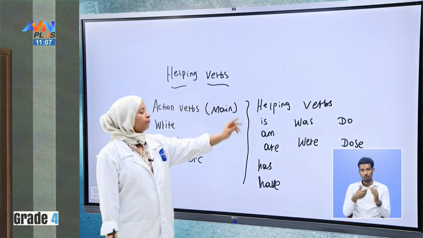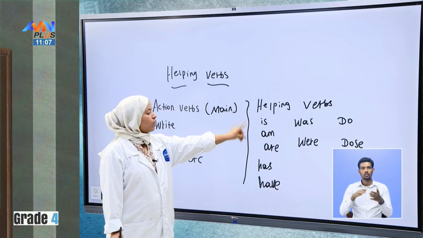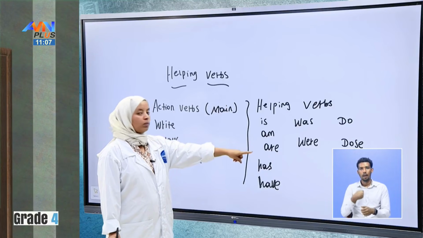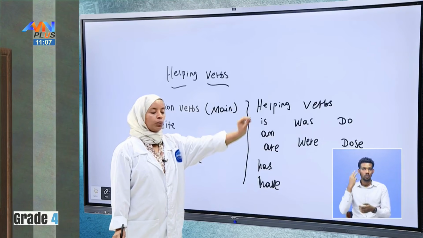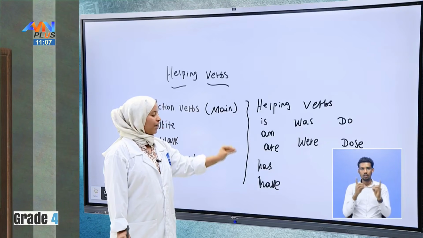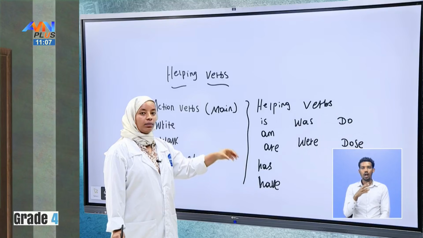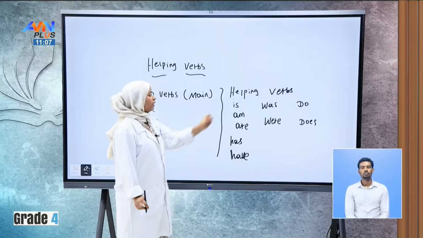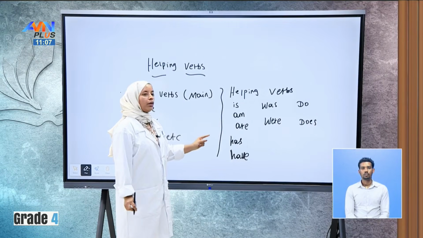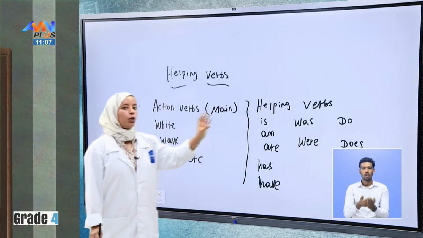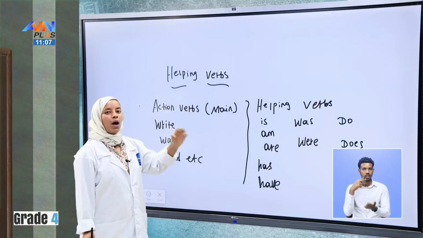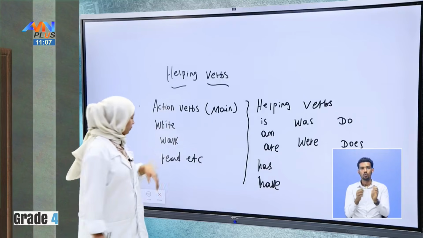Let us read together. Is, are, was, were, do, does, and also has, and also have. Does, and has, and also have. These all are helping verbs. Let me show you with examples and how we can use them.